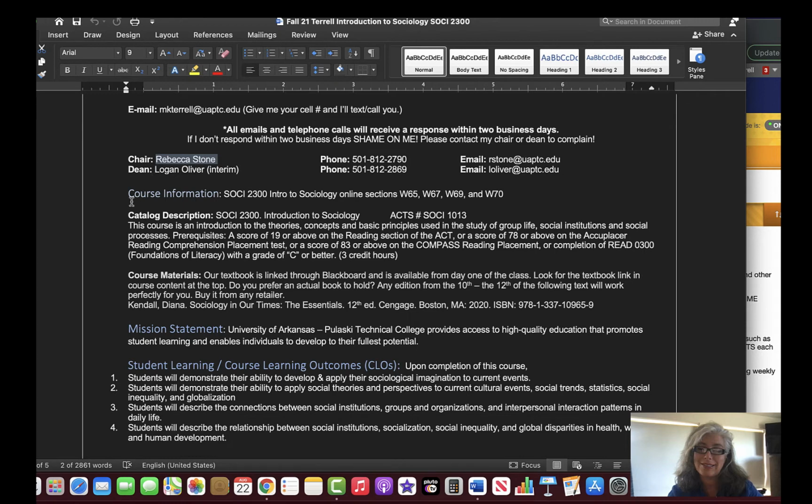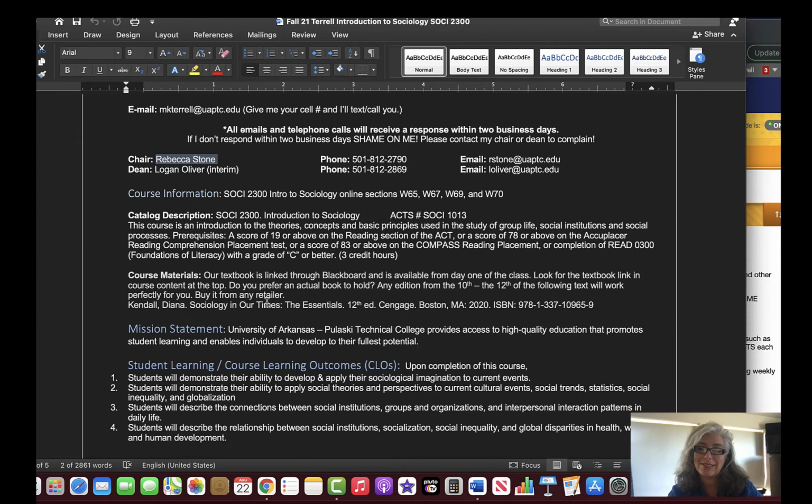Okay, so here's our basic information about the course, the course description, what we're going to do this semester together. And our textbook is linked through Blackboard. So on that main page that you land on when you log into our course for the first time, if you scroll down on that main page, you'll see something that says Sociology Textbook. You can click on that and you have access to it as an ebook for the whole semester.